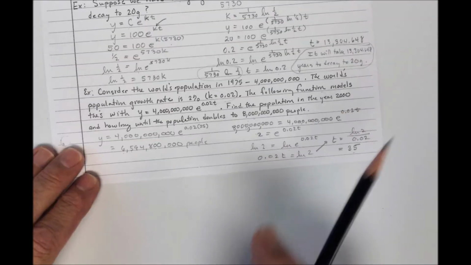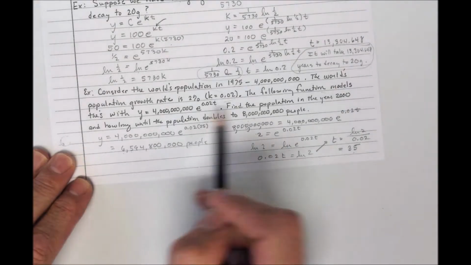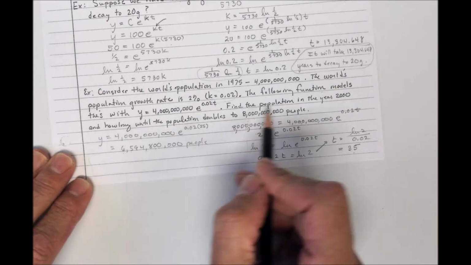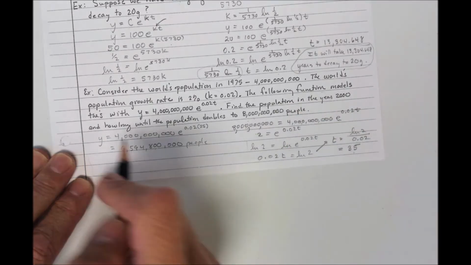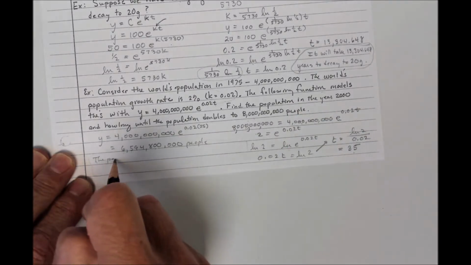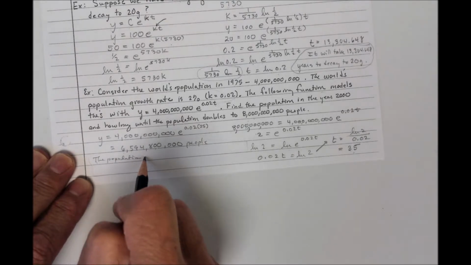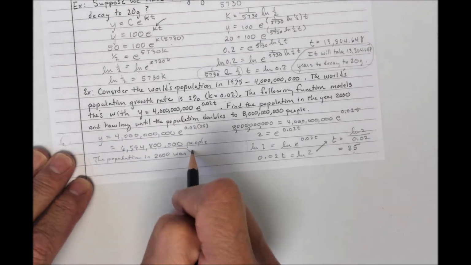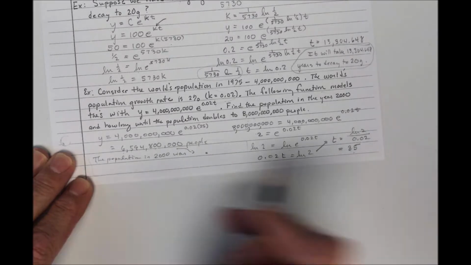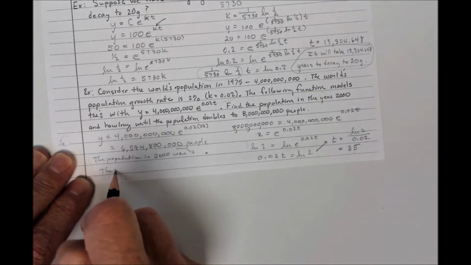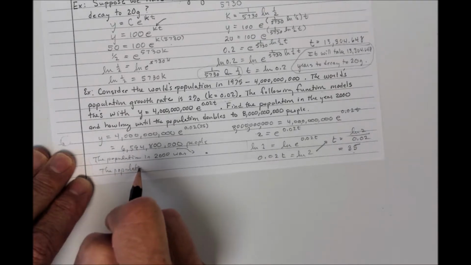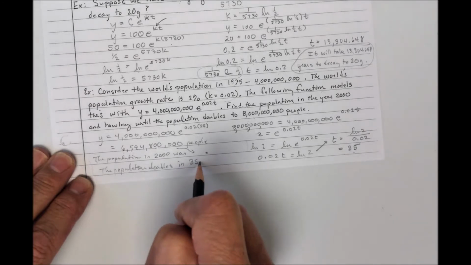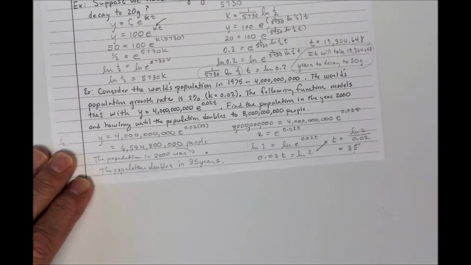But now I would answer both of these problems in words. I just did not leave myself very much space here. But I would answer this. It says the population in 2000 was, and then write it out. Don't just do that. And the population doubles in 35 years. And that would be the answers for the 2 parts there.